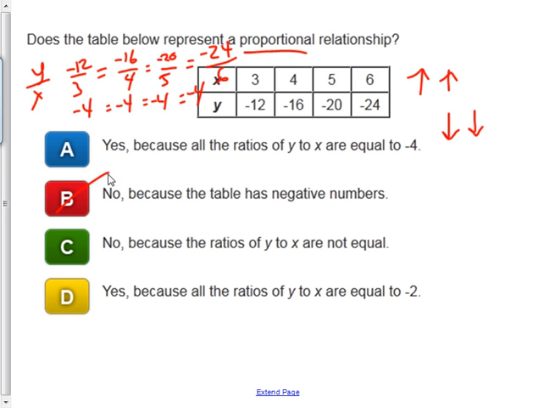So I'm going to cross off my two no's and I'm going to read my yeses. So yes, because all the ratios y to x are equal to negative 4. So that seems like it's true. Yes, because all the ratios y to x are equal to negative 2. No, that's incorrect. They're not equal to negative 2. They are equal to this negative 4. Okay, so we would say these are proportional for that reason.